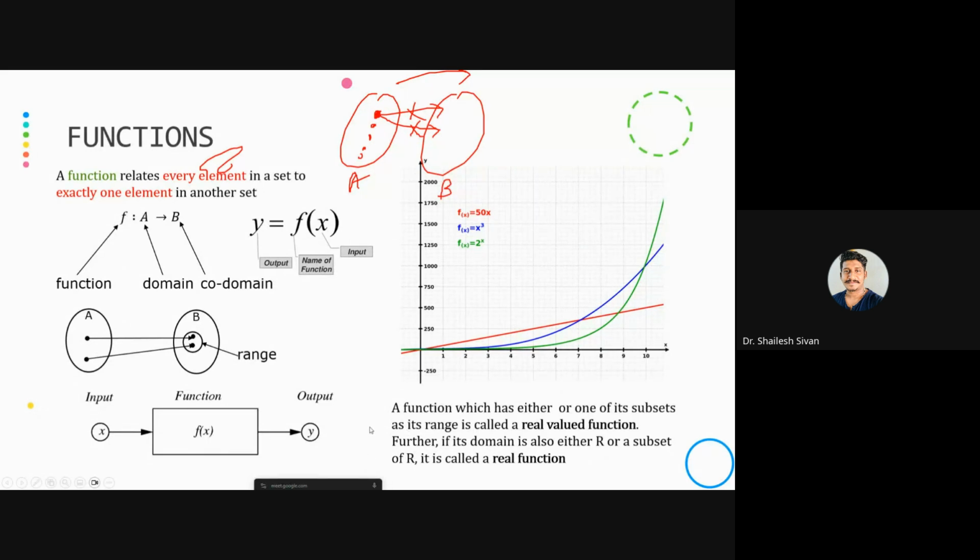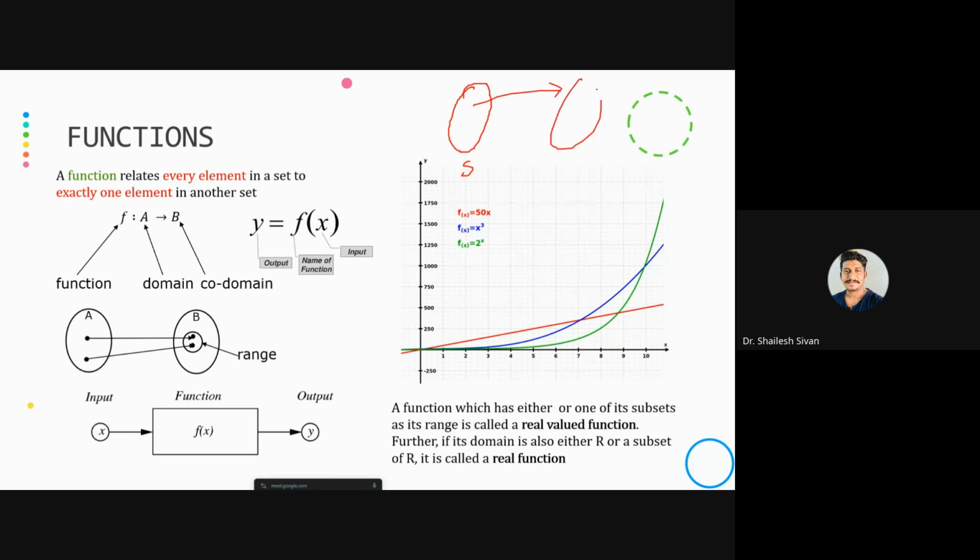But what do you mean by a real function and a real valued function? It is nothing but this: if inputs are taken from any set S, and every output is mapped into the real number set, then we can say it is a real valued function.